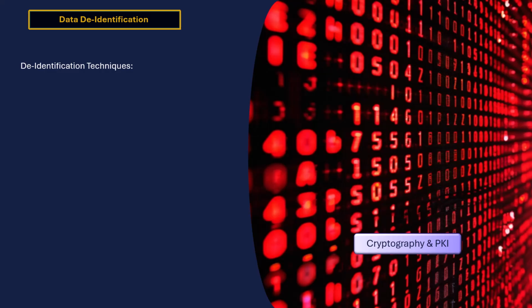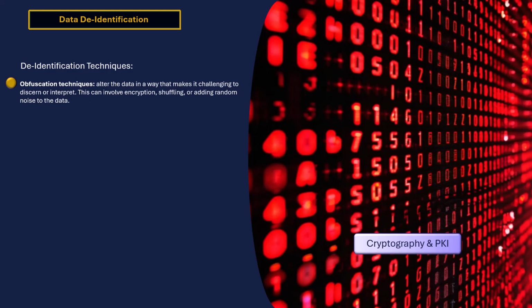There are some other de-identification techniques such as obfuscation techniques. Obfuscation techniques alter the data in a way that makes it challenging to discern or interpret. This can involve encryption, shuffling, or adding random noise to the data. The purpose is to make the data less recognizable and protect its confidentiality. Obfuscation techniques are often used in scenarios where data needs to be shared or analyzed while preventing unauthorized access or re-identification. Obfuscation often involves renaming variables to make the information less discernible and harder to interpret.